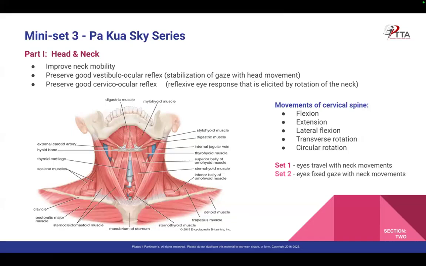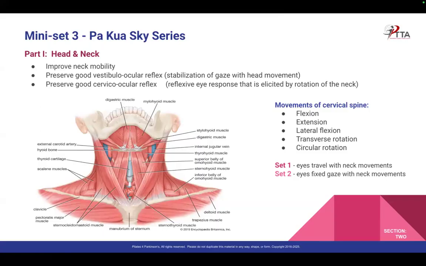Part of a good vestibular ocular reflex is if your neck is mobile, then you have a wider perspective or a wider view. You can see more, which gives you better stability and balance. The other thing is preserving cervico-ocular reflex. So the eye response that's elicited by rotation of the neck. However, both of these work together, cervico-ocular reflex and the vestibular ocular reflex. And in addition, at the base of the occiput, across the back of the head and neck here, are many proprioceptors.